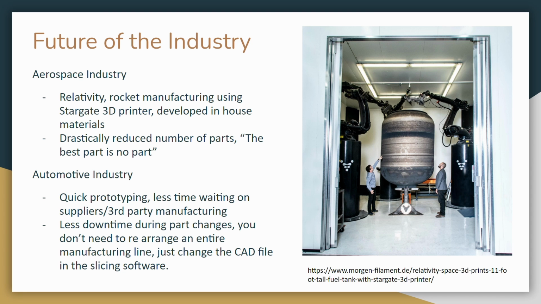Perhaps the most exciting future for additive manufacturing is in the aerospace and automotive industries. A company called Relativity was founded in 2015, and they aim to reduce the number of parts in a rocket from over 100,000 to just over 1,000 individual parts. They have designed their own 3D printer, which they dubbed Stargate, and have developed their own materials in-house.